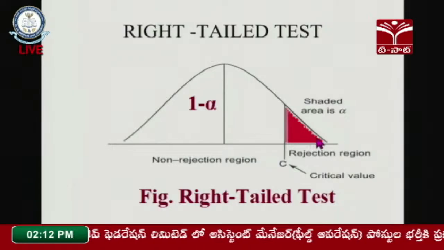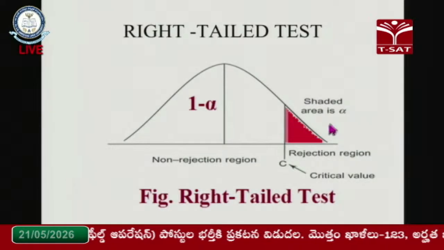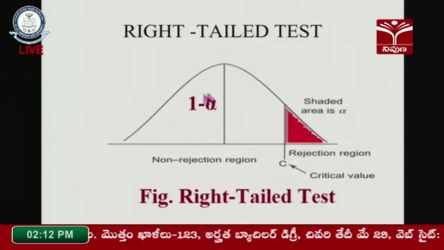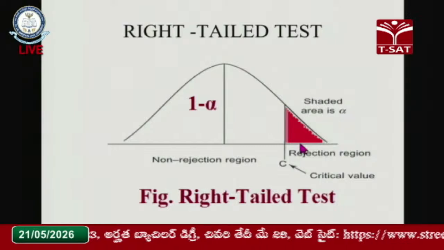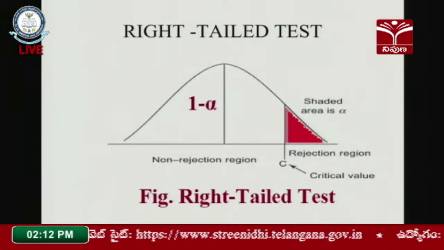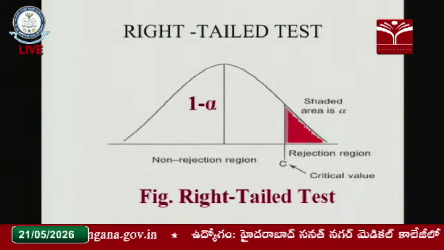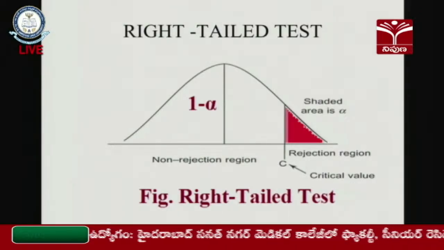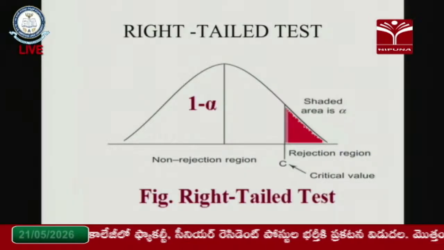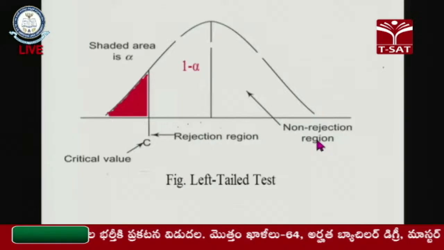The shaded area tells about the rejection region, bounded by the critical value, and the leftover region tells about the acceptance region. The total probability, as you already know, is 1. If you know the rejection region is alpha, then the remaining region, known as the acceptance region, is 1 minus alpha. If you are taking the right tail test, you will make decisions based on this critical value.